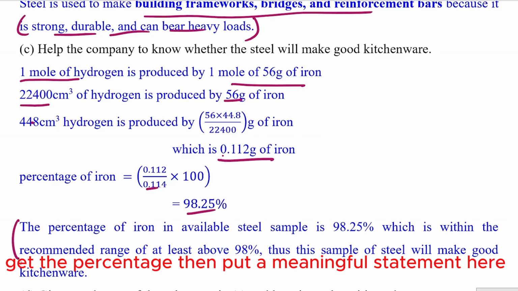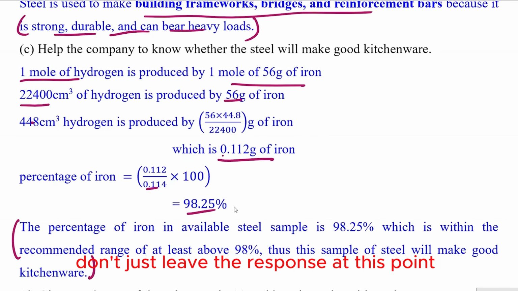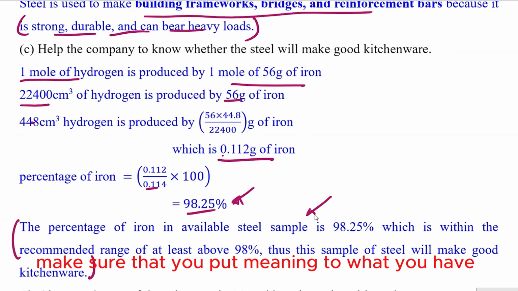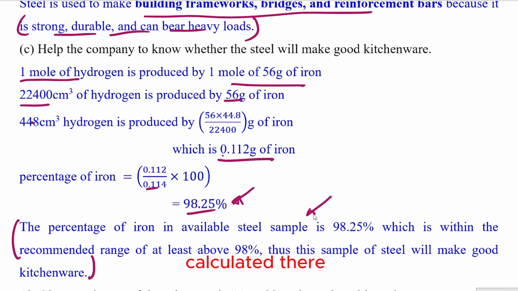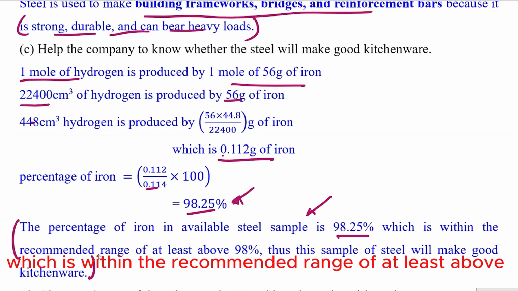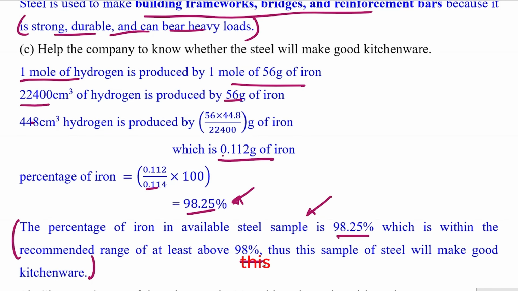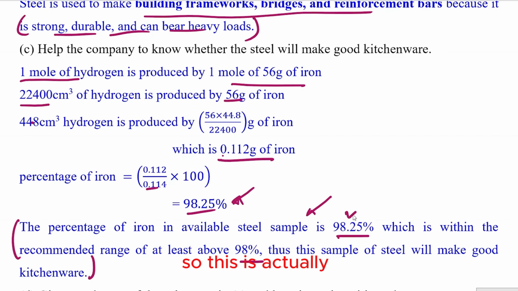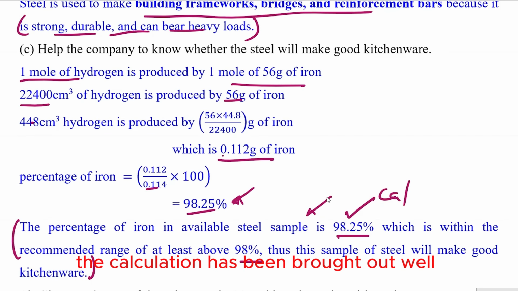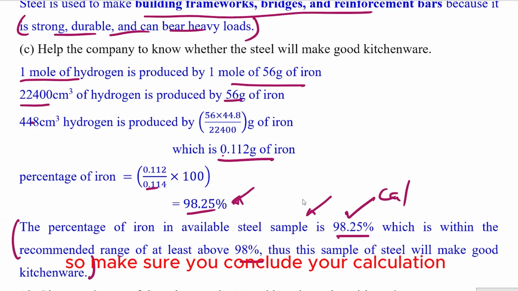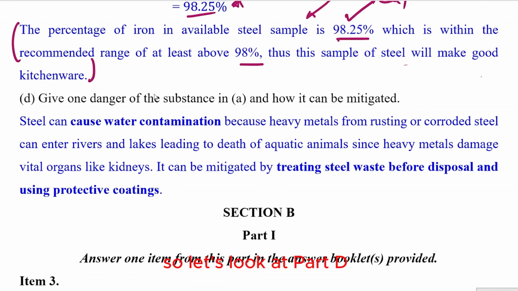Then put a meaningful statement here. Don't just leave the response at this point, you'll not score. Make sure that you put meaning to what you have calculated. The percentage of iron in the available steel sample is this, which is within the recommended range of at least above this. Thus the sample of steel will make good kitchenware. So the calculation has been brought out well with a meaning there. So make sure you conclude your calculation. So let's look at part D.